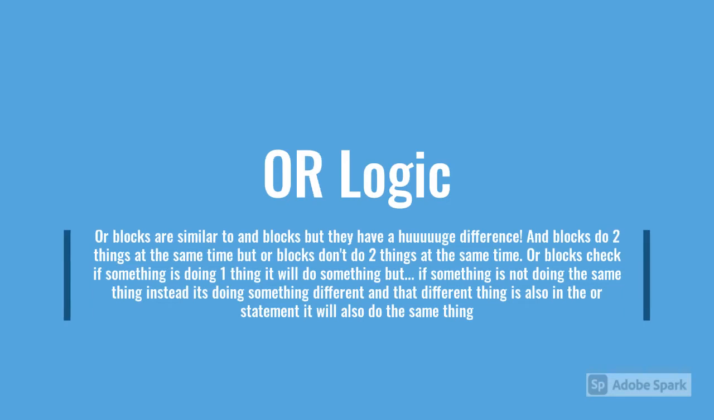OR logic. What is OR logic? OR blocks are similar to AND blocks, but they have a huge difference. AND blocks can do 2 things at the same time, but OR blocks don't do 2 things at the same time. OR blocks check if something is doing one, then it will count, but if it's doing something else and it's in the statement, it will also do the same thing, even though it's not doing the same thing as it was doing at first.